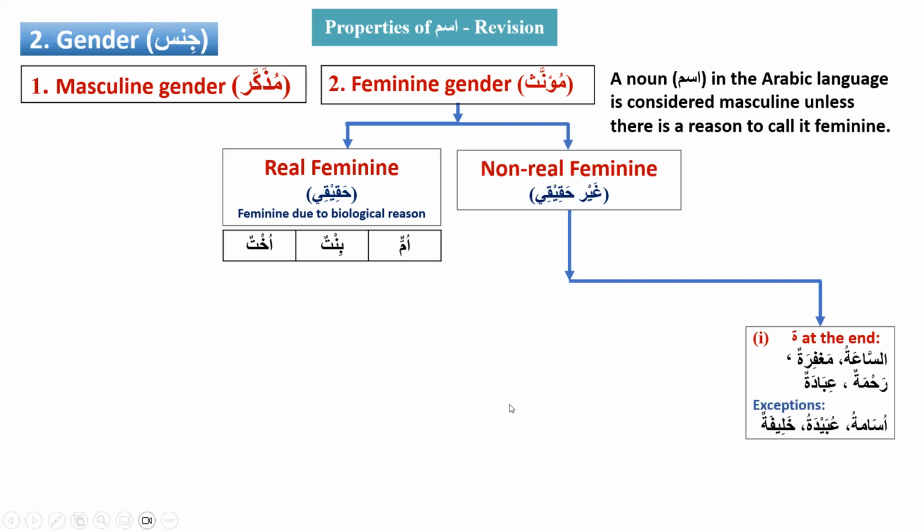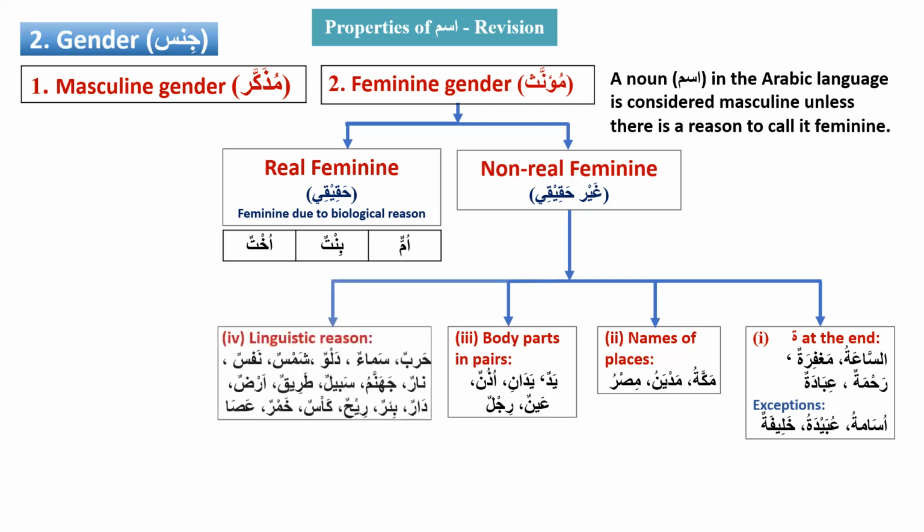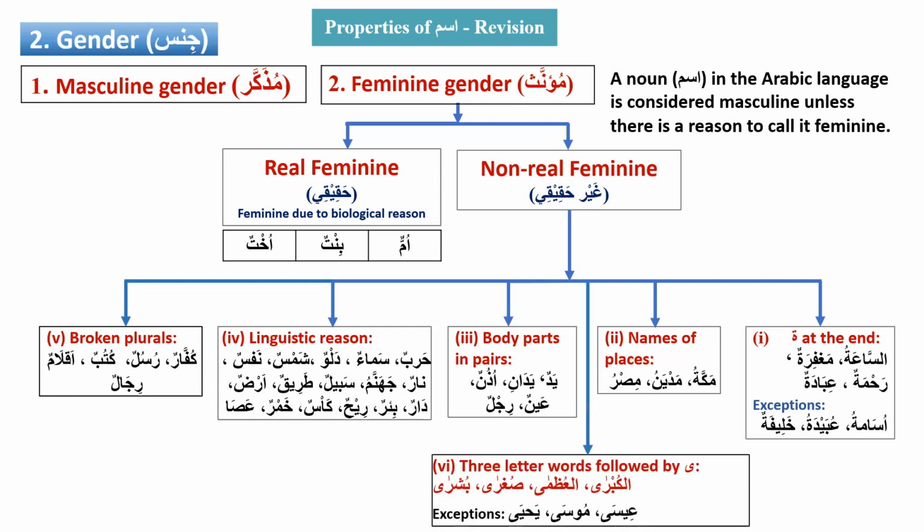All right, thank you, Brother Reza. Names of places. Next one. Body parts in pairs. Next reason. Linguistic reason. Next reason. Broken plural. Okay, next one. And the last one, followed by ya. Alif maqsura. Next one. Last one now.